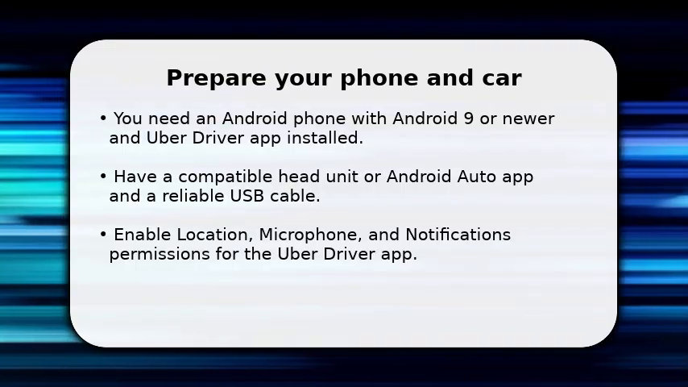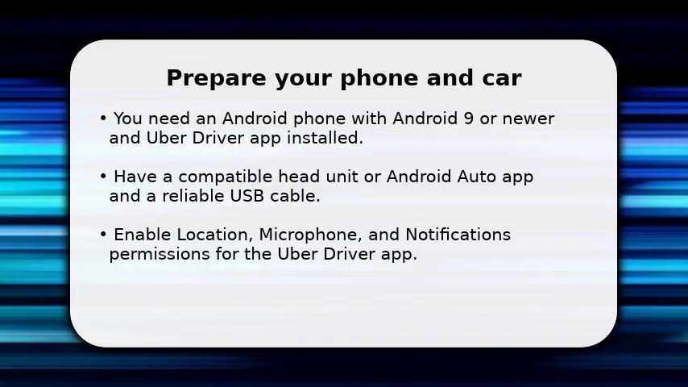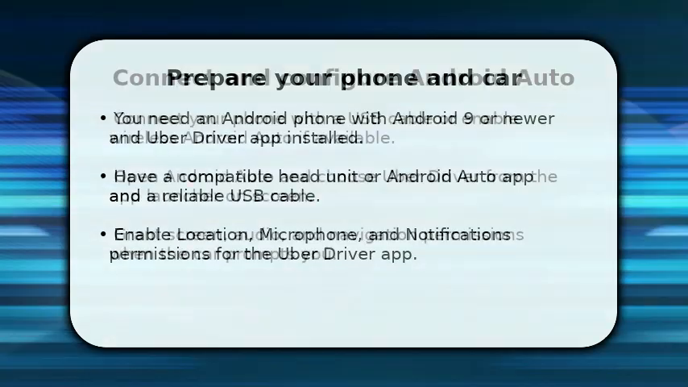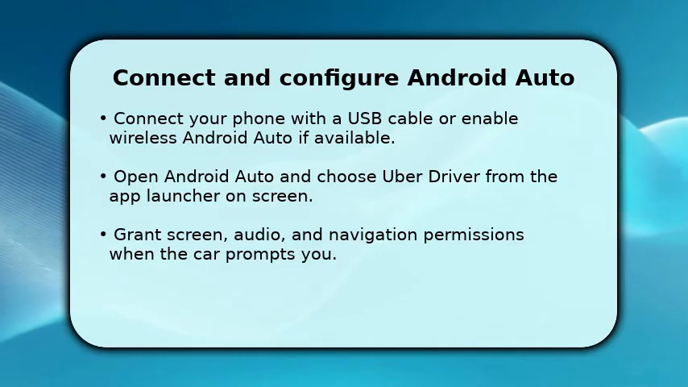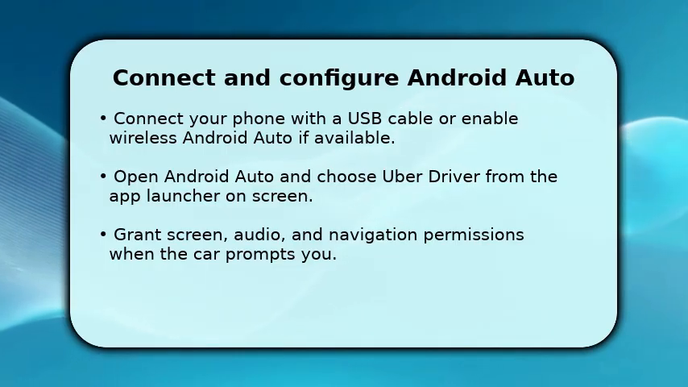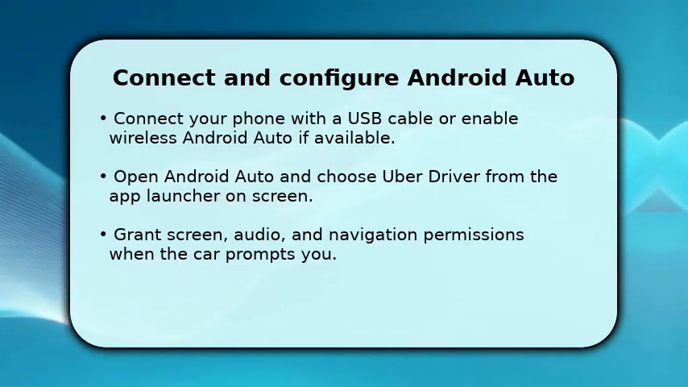Enable location, microphone, and notifications permissions for the Uber Driver app. Restart your phone after granting permissions to ensure a clean connection. Connect your phone to the car using a USB cable or enable wireless Android Auto if available. Unlock your phone and open the Android Auto interface when it appears on the car screen.